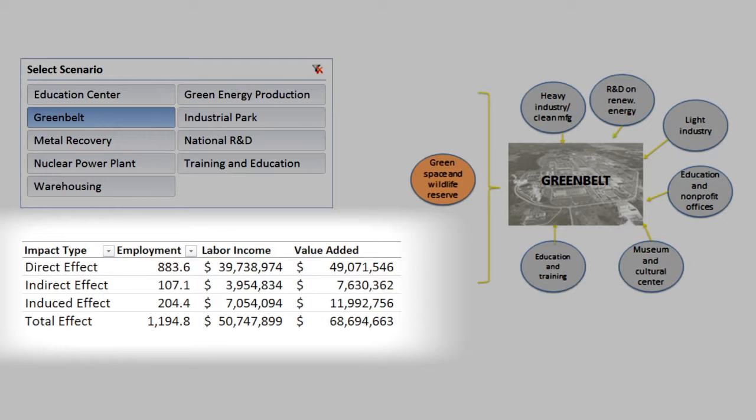Again, when we consider additional impacts, the economic activity is going to be much larger. So in terms of jobs, we have almost 1,200 jobs, over $50 million in labor income, and in value added, it's almost $68.7 million.